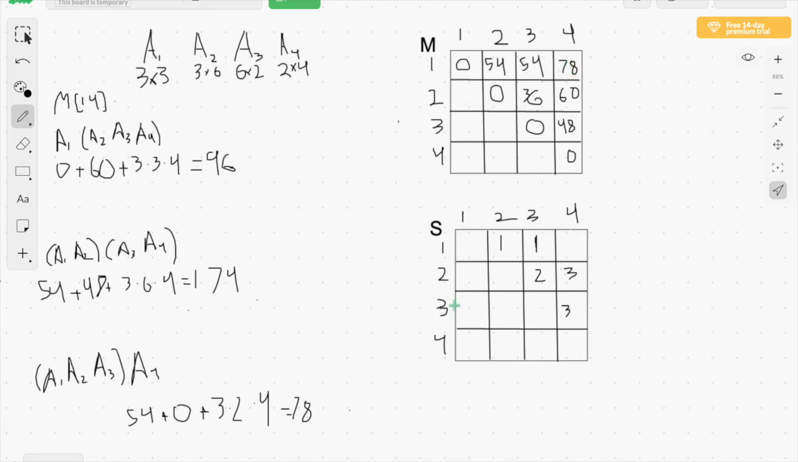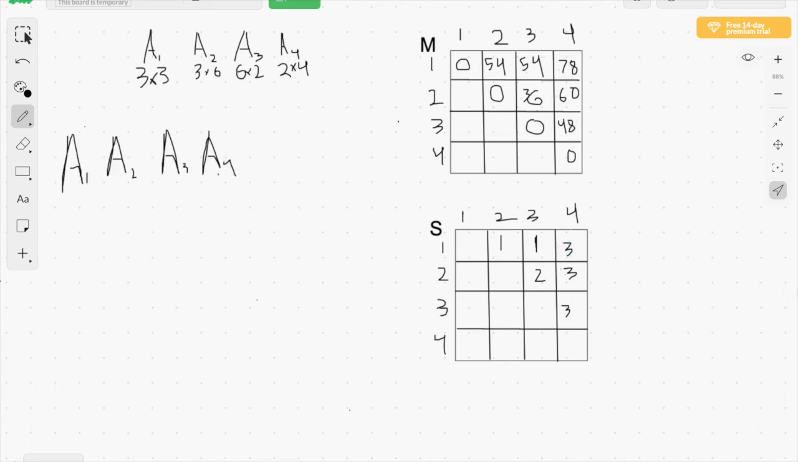Wonderful. Okay, so now looking at this S matrix, we need to signify what number or what matrix we split up to get the minimum value. So looking here, we split it by A3, so we can put 3 in here. Okay, so now that we've filled out these two matrices, matrix M and matrix S, what does this actually tell us? So we can look at matrix S to determine where to split up this sequence in order to get the minimum amount of multiplications.